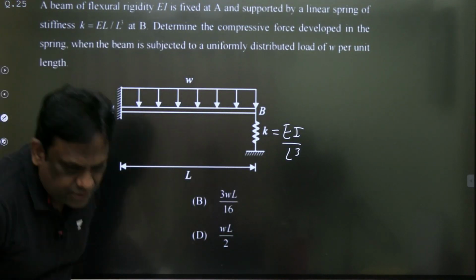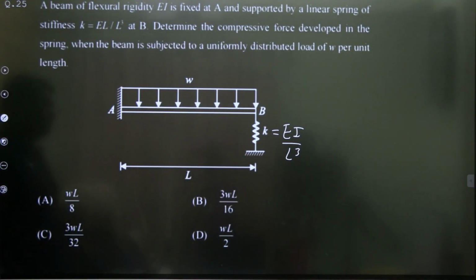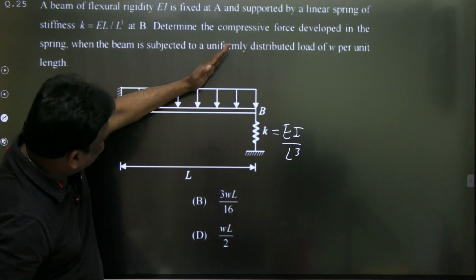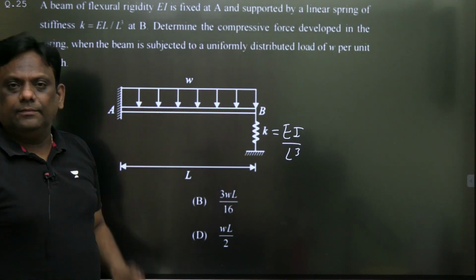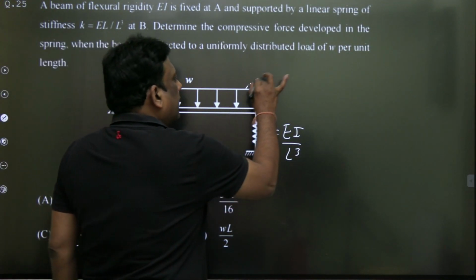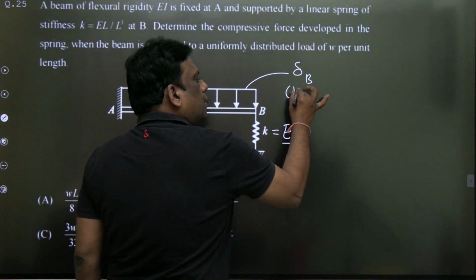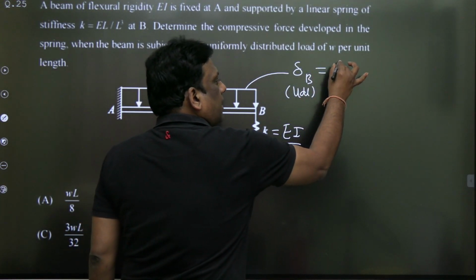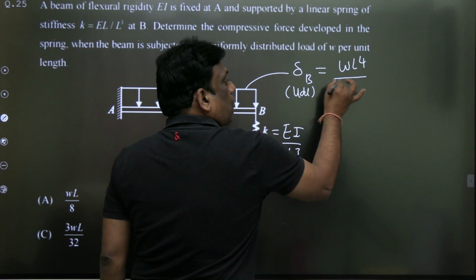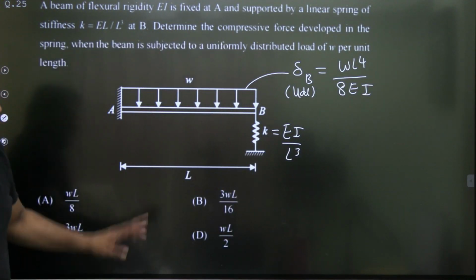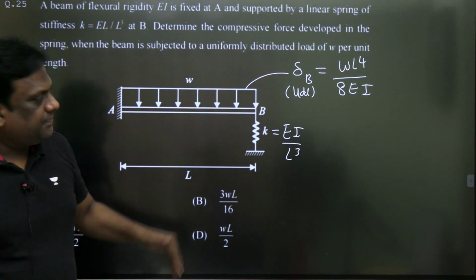Now, let's proceed. Because of this UDL, there is a deflection at the end. Deflection at B due to UDL, I think you know very well, is WL power 4 by 8 EI. Do you remember? I have derived all these things.